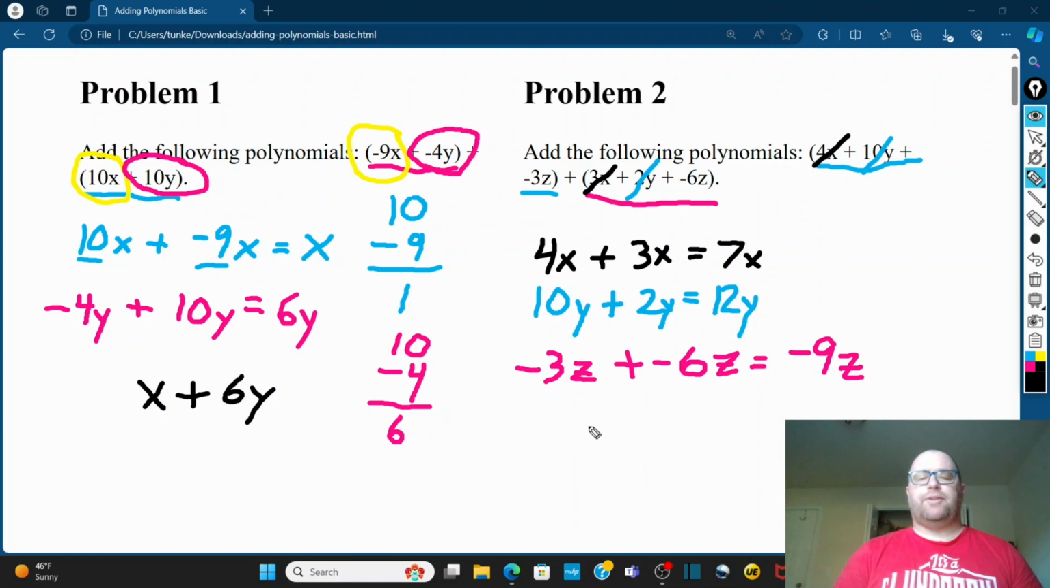Okay, so I'm going to write my answer as 7x plus 12y minus 9z.